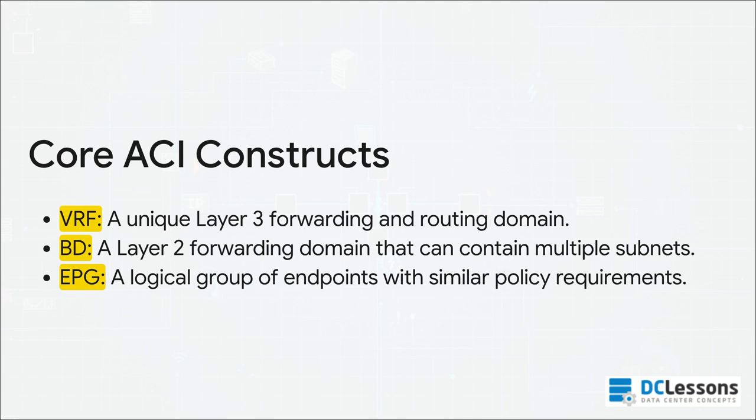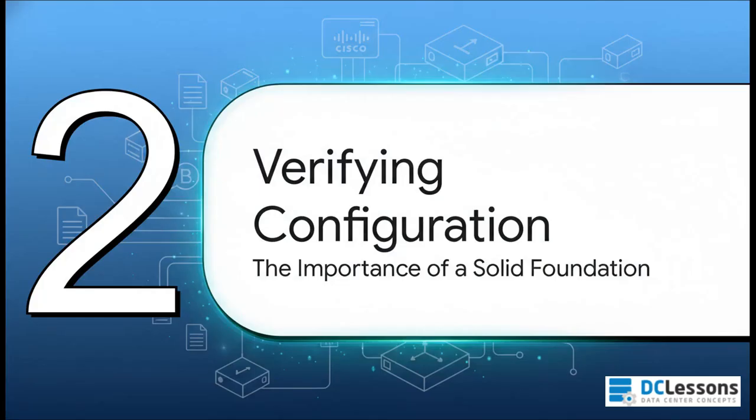Now, before we get in any deeper, let's do a quick refresher on the core building blocks. First up, the VRF. Think of a VRF as its own virtual router. It's your Layer 3 routing domain. Next, the bridge domain, or BD. This is your Layer 2 world, kind of like a traditional VLAN, and it's where your subnets and gateways live. And finally, the EPG, or endpoint group. This is just a logical bucket you put your servers or devices into when they all need the same security policies. Simple as that.